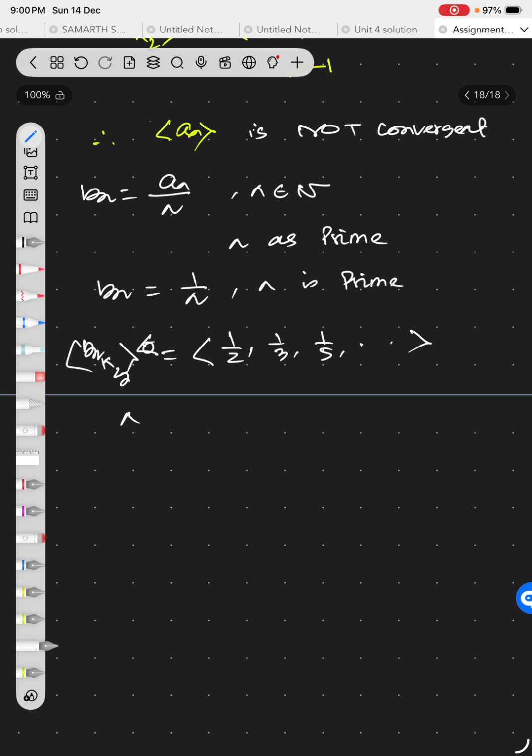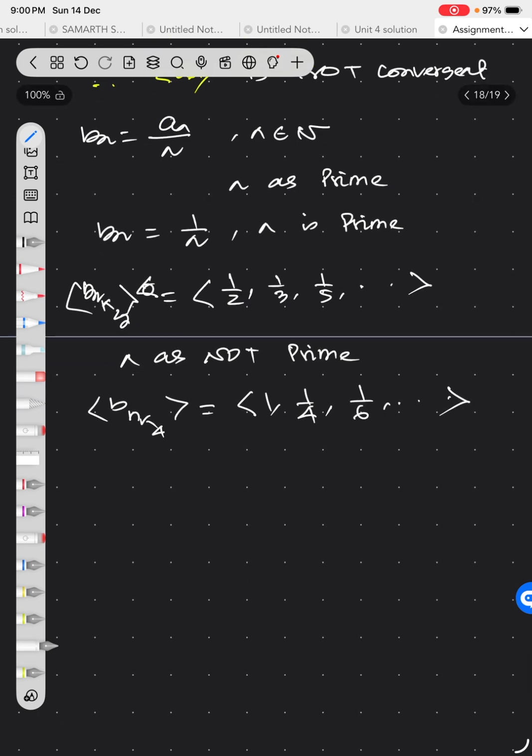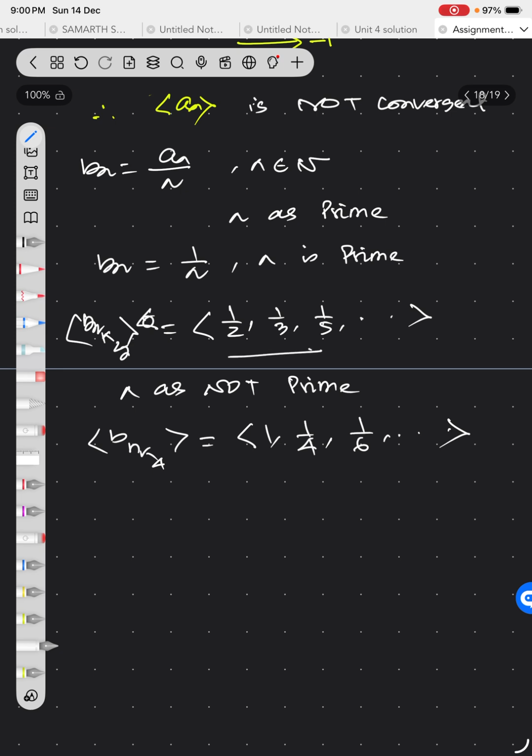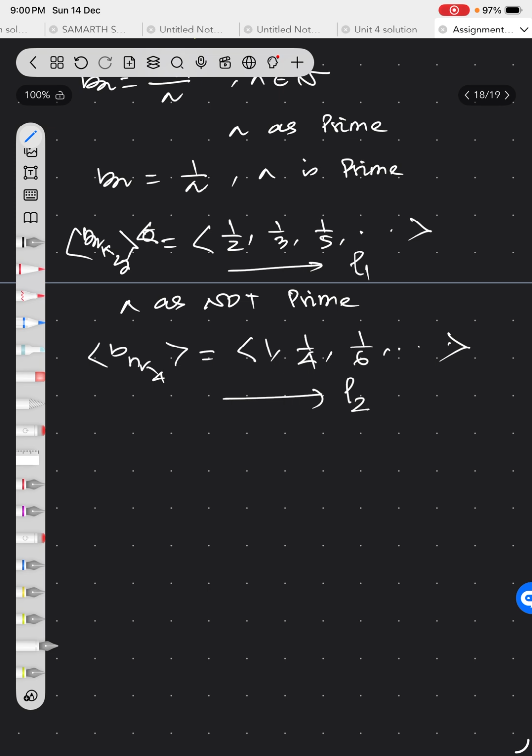Again, if we treat n as not prime, then we are going to get another subsequence, say b_{n_{k4}}. In this case we have minus 1 by 4, minus 1 by 6, like this. So for this subsequence we are going to get a limit point, say L1, and for this subsequence we get another limit point L2, which are not the same. So we can conclude that b_n is also not convergent.